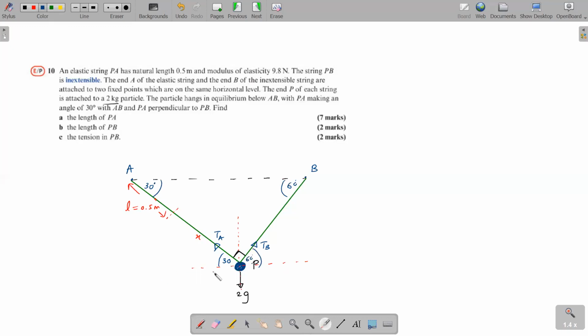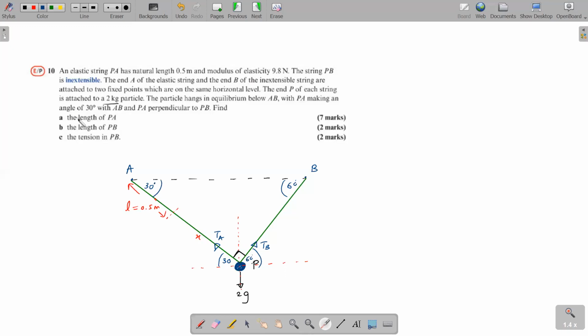So you can see if you go for the typical equilibrium, you have tension A cos 30 equal to tension B cos 60. Can you see? And the other side, you get tension A sin 30 plus tension B sin 60 equals 2G. So do you see that if you do it in that manner, you will end up creating two simultaneous equations with TA and TB. And that helps you to find TB in part A itself.